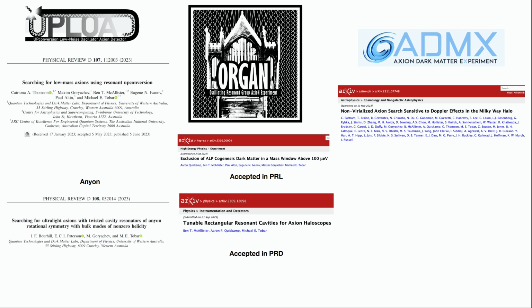So we've got ORGAN, we've got UPLOAD, which has got two modes in one cavity, and we've got this new one called the anion detector. I won't go into that. It's like a version of UPLOAD, but with one mode. And ORGAN, which has two papers coming out, one accepted in PRL and one in PRD. And with ADMX, they've just put this on the archive, a non-virialized axion search, which is sensitive to Doppler effects. So this is a totally different way of analyzing the data, because we're looking for coherent sources that have Doppler effects coming from the Milky Way. Okay.